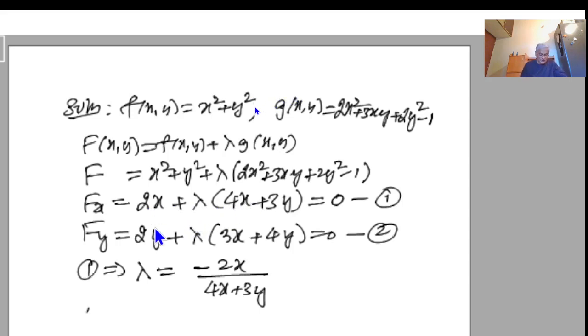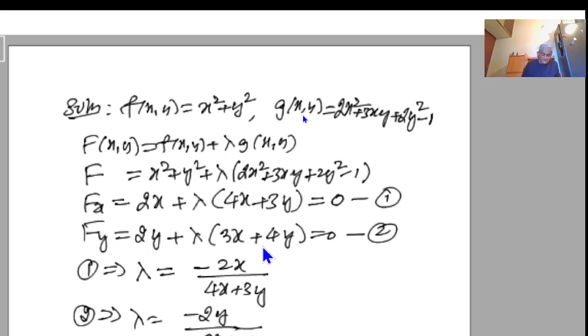Similarly, 2 can be written as, see if I take this on to the right hand side, this becomes minus lambda into 3x plus 4y, or minus lambda equal to 2y by 3x plus 4y, or lambda equal to minus 2y by 3x plus 4y. Okay.